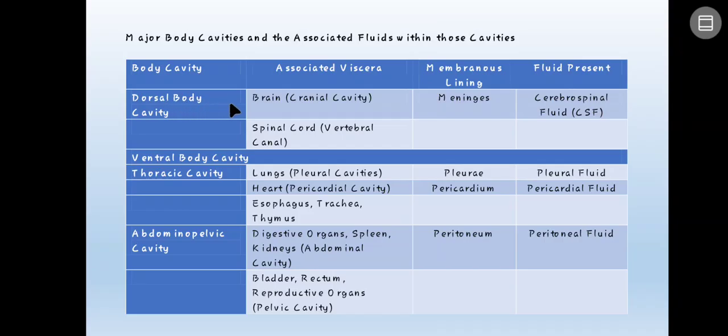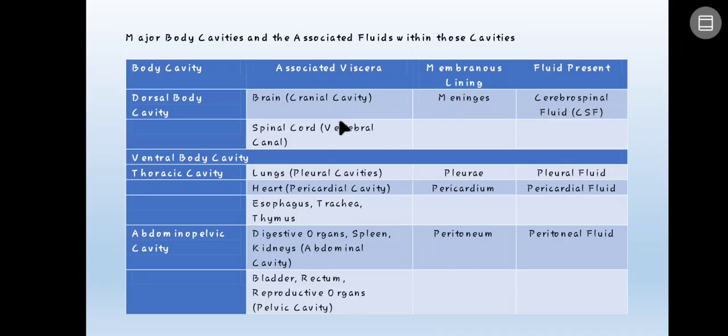And we mentioned that the dorsal body cavity can further be divided into the cranial cavity, which houses the brain, and then the vertebral or spinal cavity, which houses the spinal cord. Okay, good. And the membrane that plays a major role in the dorsal body cavity is the meninges. These meninges are the membranes that surround the brain and the spinal cord. We have a special fluid within this dorsal body cavity. We call it the cerebrospinal fluid.